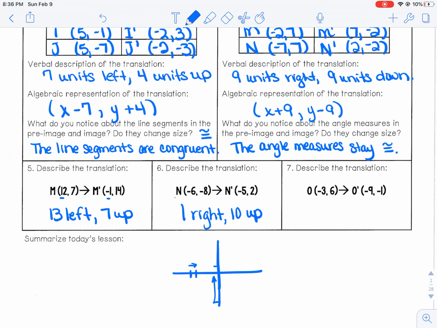Okay, how would I describe this next translation? Starting at negative 3, over here somewhere, I'm going to negative 9, so I'll be traveling to the left again. How many units? That would be 6 to the left. And up or down: starting at 6, going down to negative 1, I would be going all the way down 6 units plus 1, so I would be going 7 down.